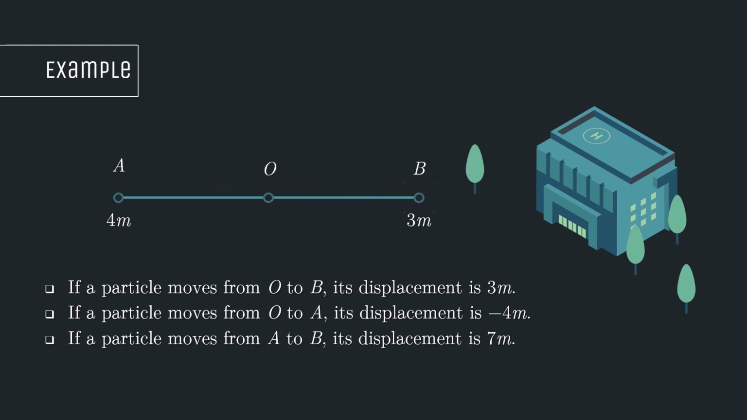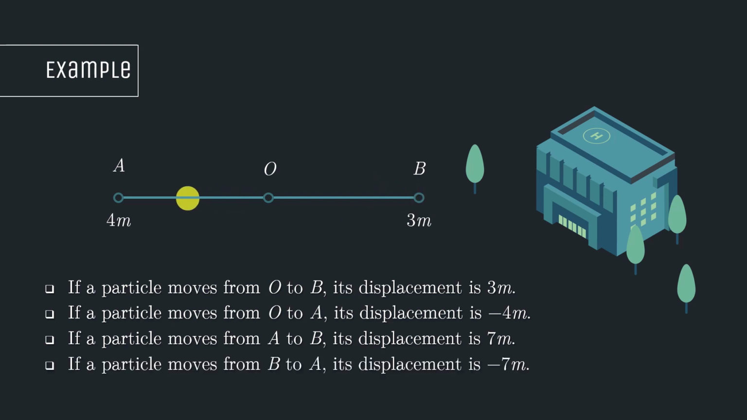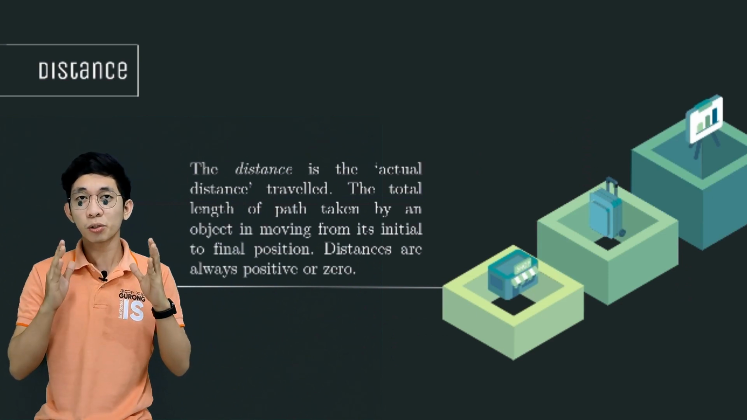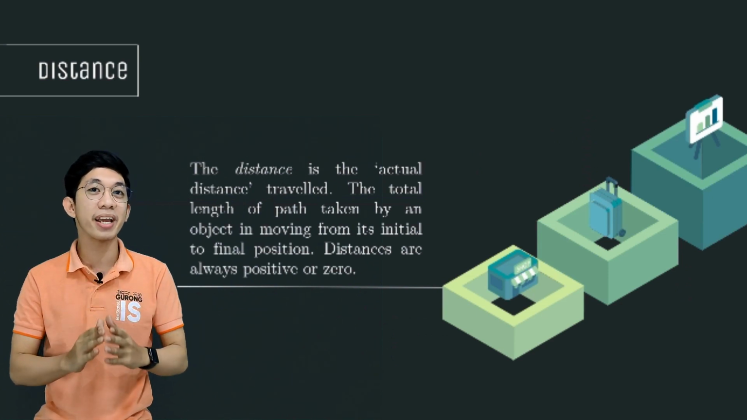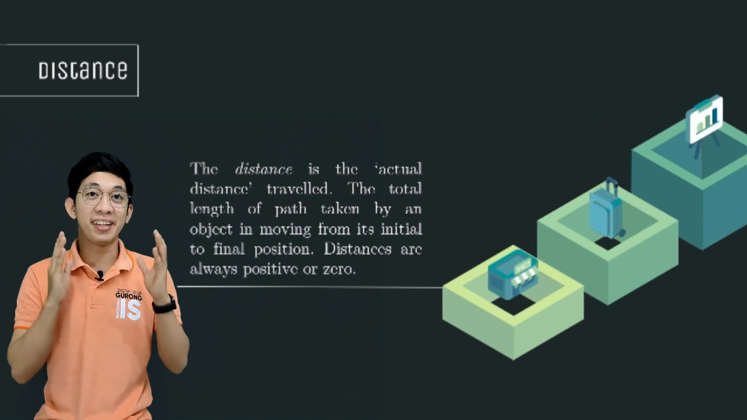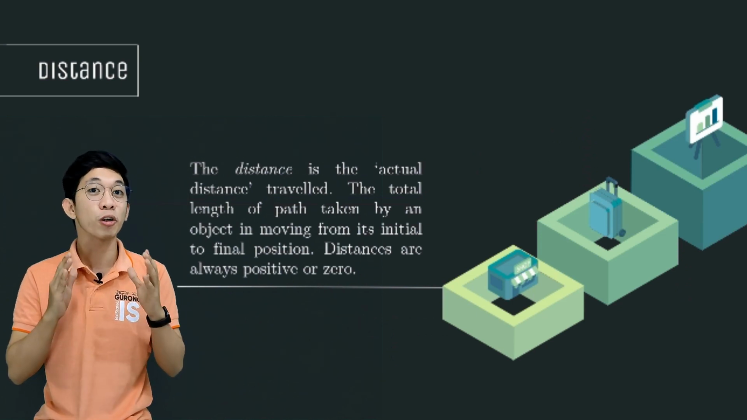If a particle moves from point A to point B, its displacement is 7 meters. And if a particle moves from point B to point A, its displacement is -7 meters. The distance is the actual distance traveled. It is the total length of the path taken by an object in moving from its initial to final position. Distances are always positive or zero.